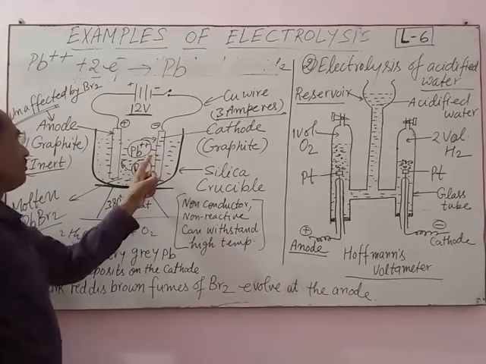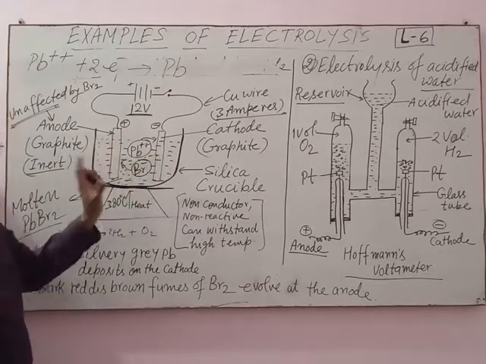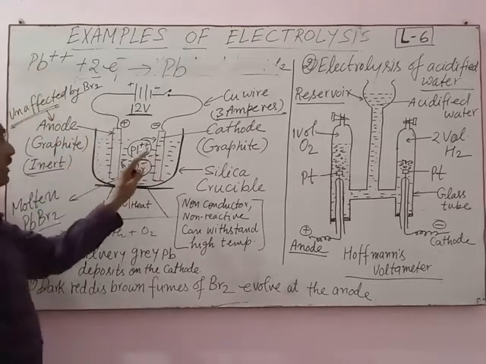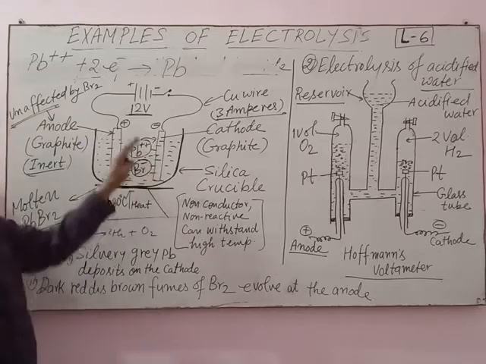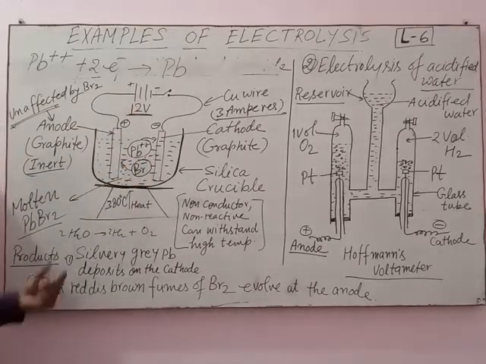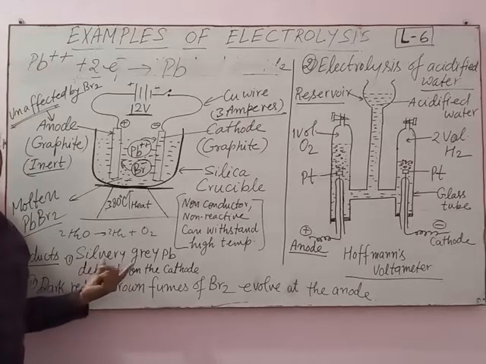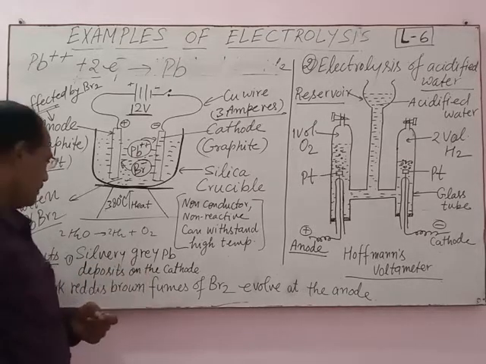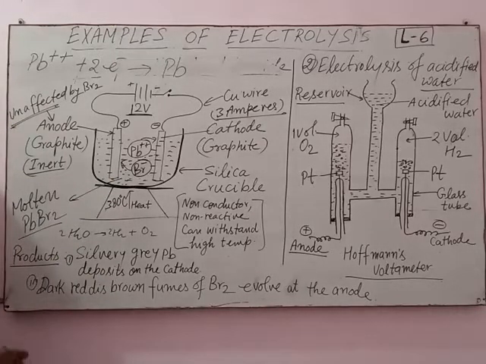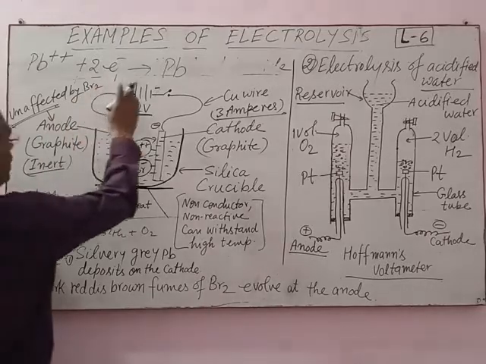As a result of the reduction process, all the lead ions present in molten lead bromide get deposited on cathode in the form of silvery gray lead metal. And at anode, oxidation takes place.